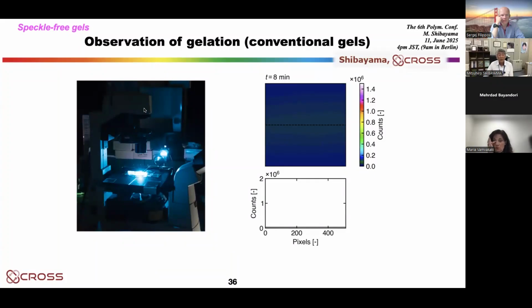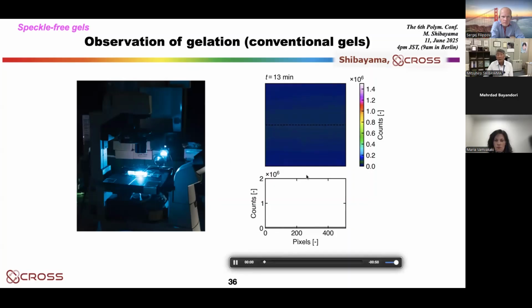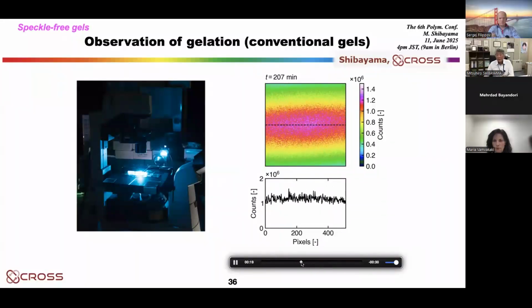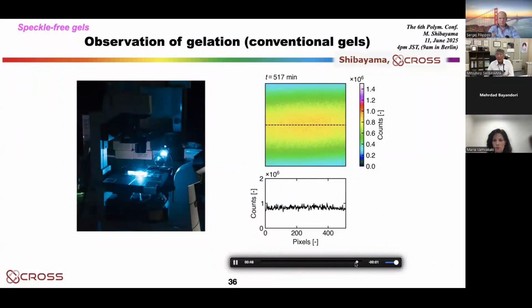This is the setup: an inverted microscope, with the laser beam coming through, and please take a look. This is a conventional gel starting from the monomer solution. Nothing happens at the beginning because it is a monomer solution, and somewhere here you can see some speckle appear at the gel point. Now speckle is coming. To save time, I will go faster. At the gel point, we can see the speckle.